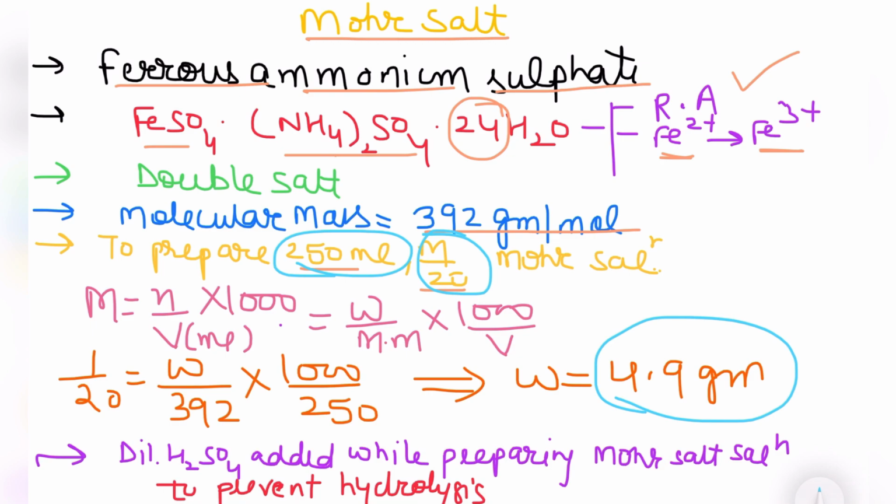During the preparation of solution, when you are dissolving Mohr salt in distilled water, then we add dilute sulfuric acid to prevent the hydrolysis of Mohr salt. Otherwise, ferrous sulfate gets hydrolyzed to ferrous hydroxide.